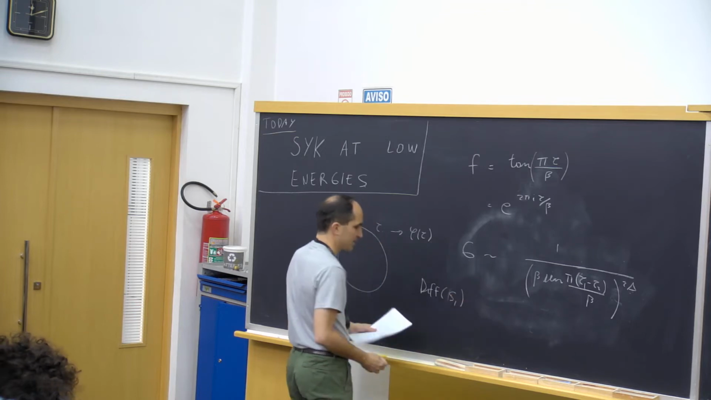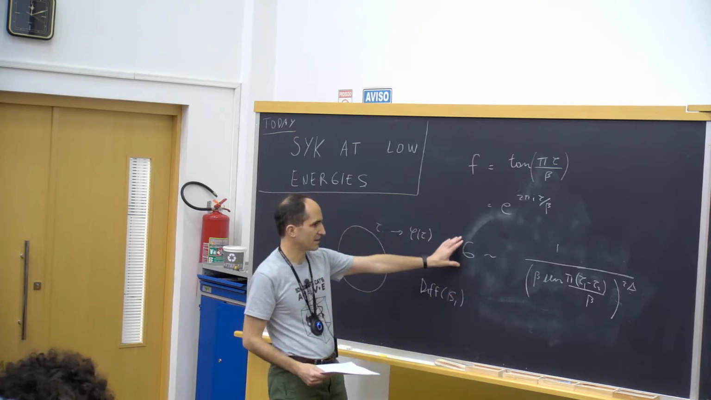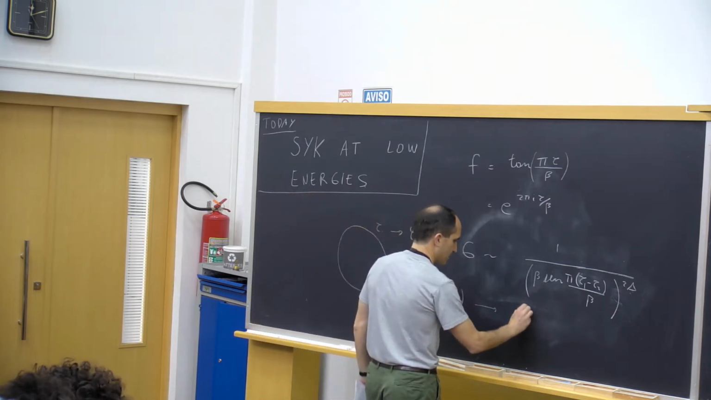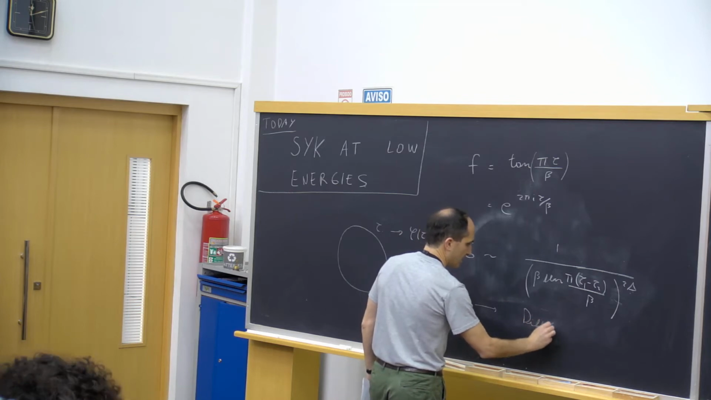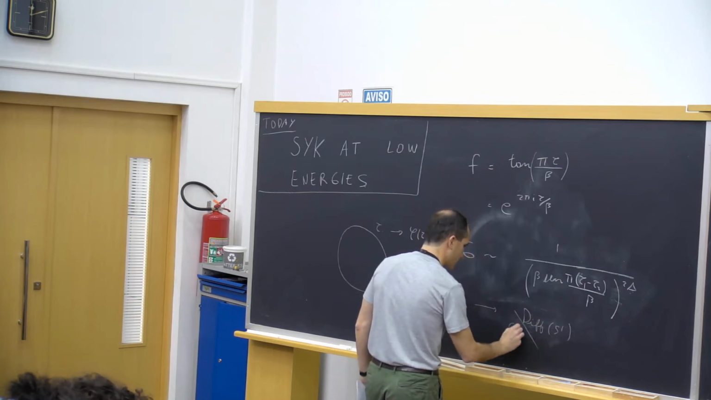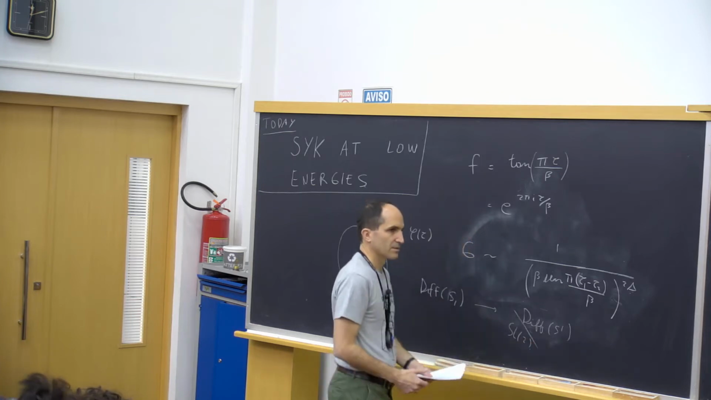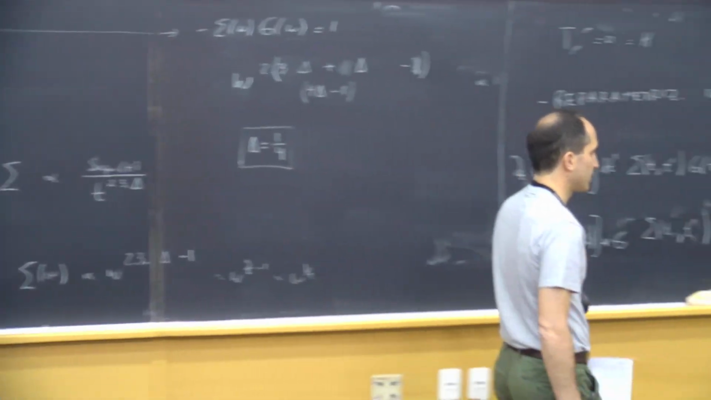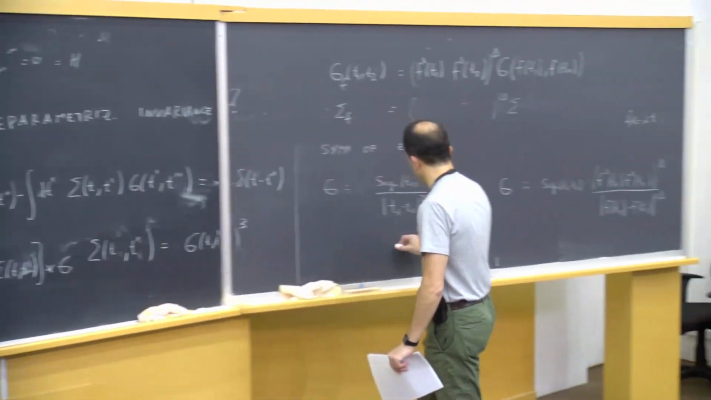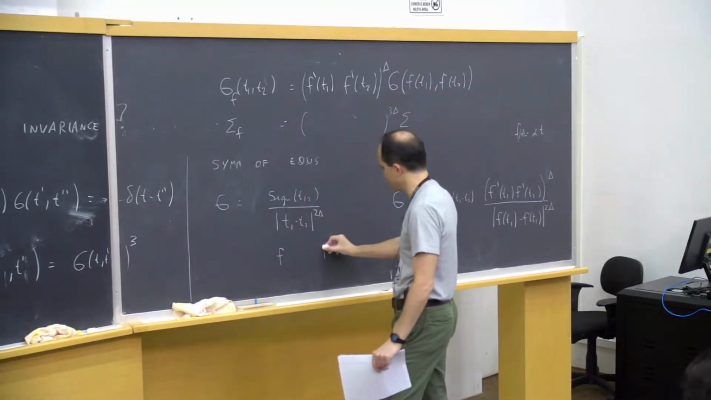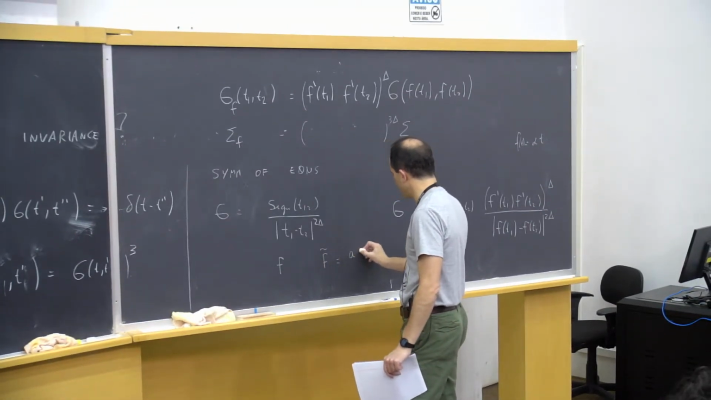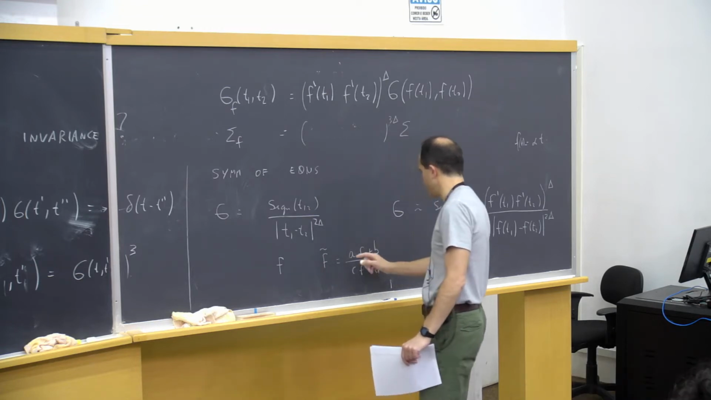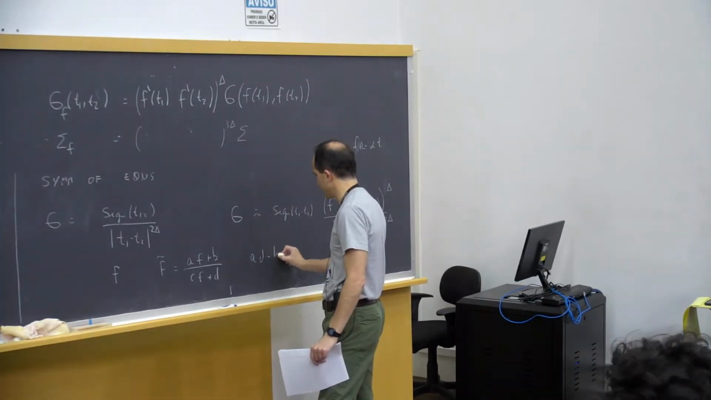But not all diffeomorphisms of S1 give us different G's, only the ones which are not an SL2R transformation. In other words, if we have two functions which differ by an SL2R, so if we have f on one hand, and on the other hand f tilde, which is (a f plus b) over (c f plus d), and ad minus bc is 1, okay?